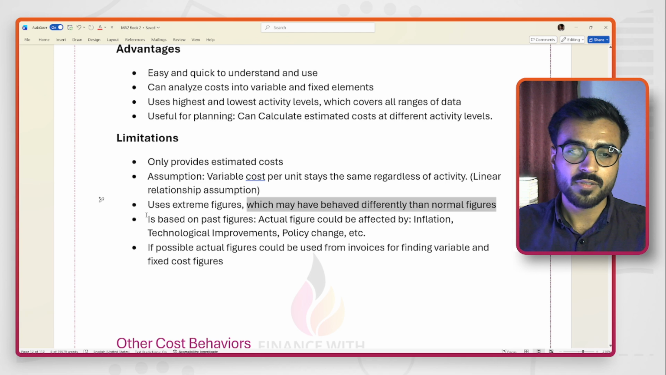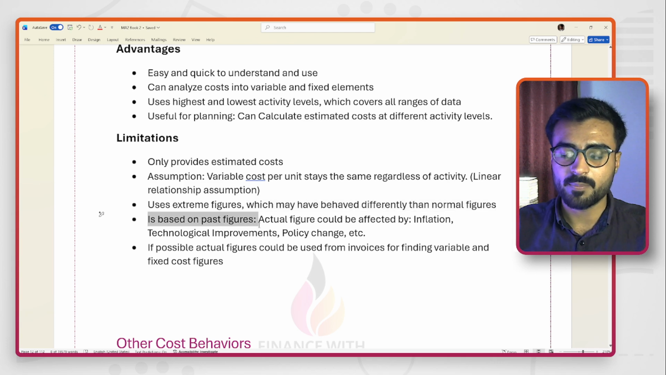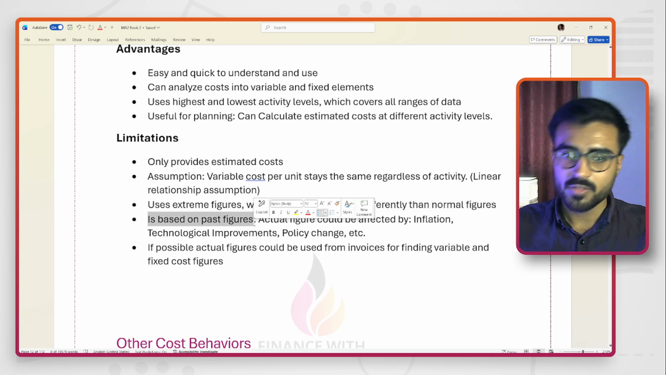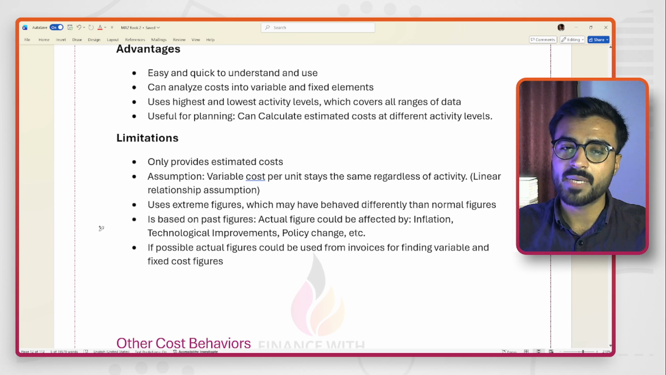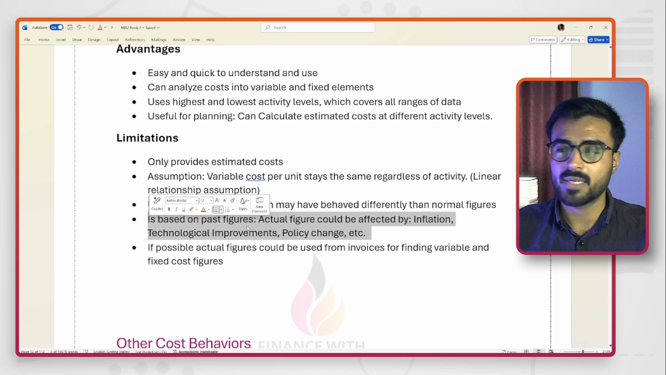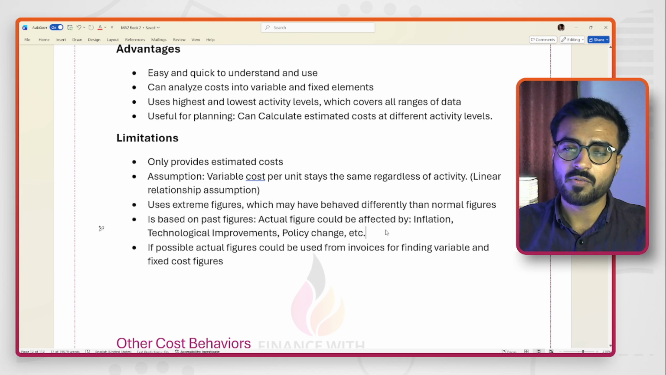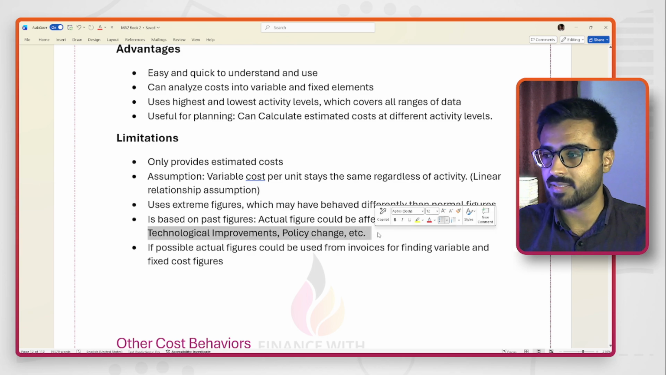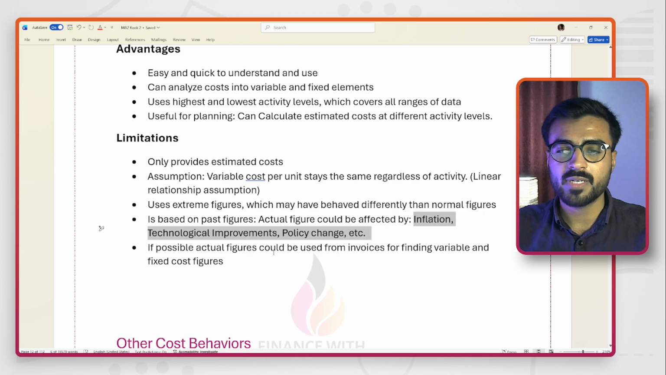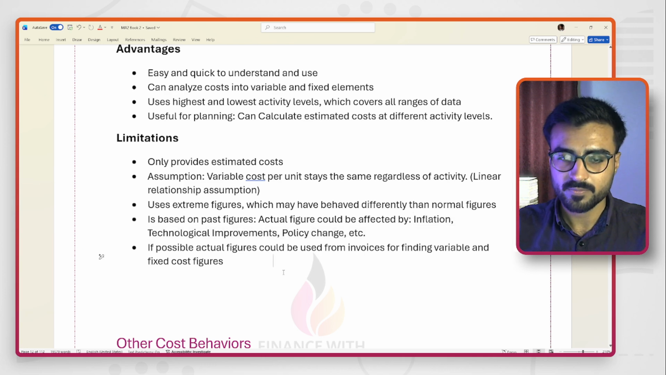Okay, so the third point is that it's based on past figures. Of course it is all based on past figures, past data, your past cost data. So of course this is a limitation. Any forecast that you make has this limitation, because any forecast is based on past figures. Actual figures could be affected by inflation, technological improvements, policy changes, etc. If possible, actual figures could be used from invoices for finding variable and fixed cost figures.